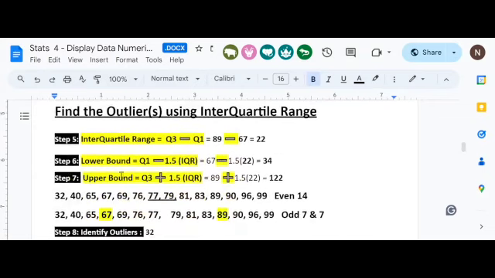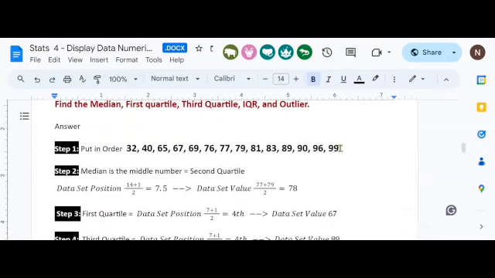The second part is the upper bound. How can I find the outlier? I need to find the upper part. We'll do the same thing, but this time instead of subtraction, we're going to do addition. So quartile 3 plus 1.5 times the interquartile range. How much is the interquartile range? 22. So how much is the upper boundary? 122. Go to your data up here. Do we have a number above 122? No. So it's only 32, which is in the lower.